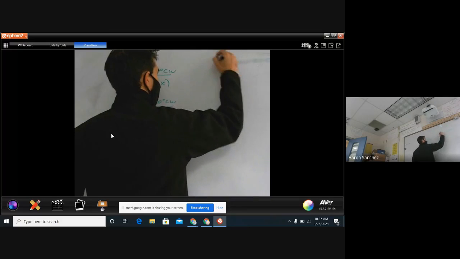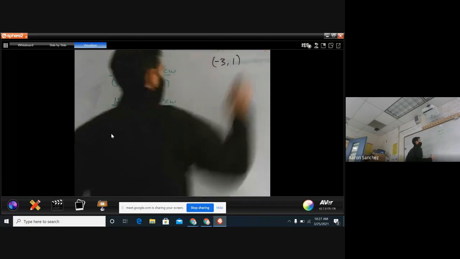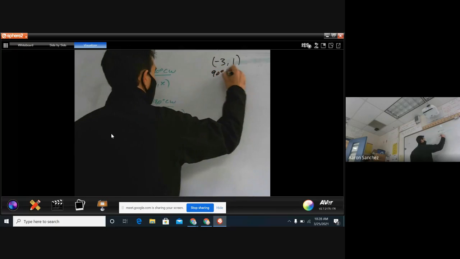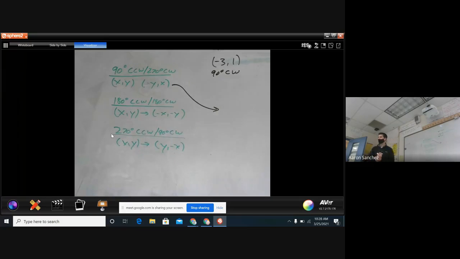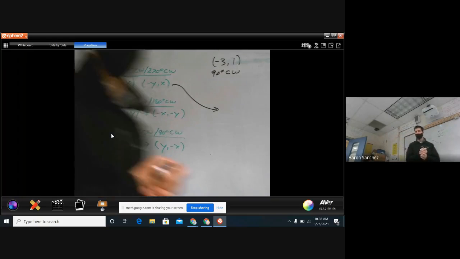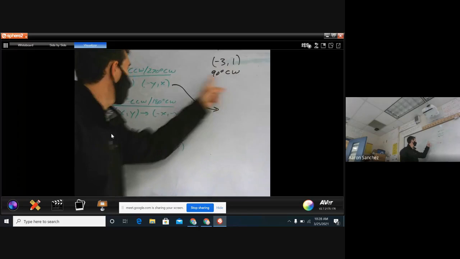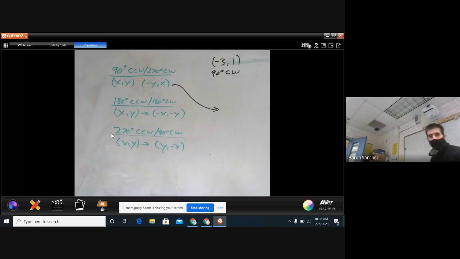-3, +1, and I want to go 90 degrees clockwise. That means I'm here. So what do you think it would be? See if you can answer that on your own. I'm going to call on one of you. So we're going -3, 1, 90 degrees clockwise. We're going to use this chart right here. Hopefully you guys are getting this.